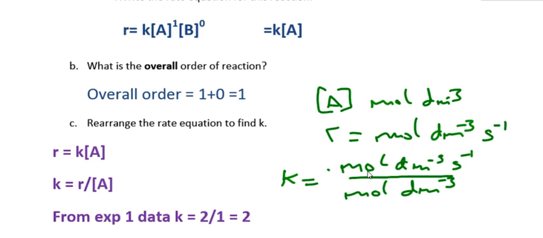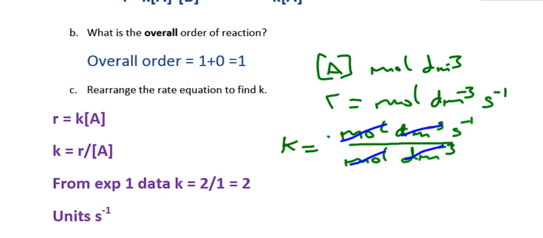So for my units for k, I've got to try and cancel out what I can. I've got moles both on top and underneath, so they cancel. And I've got decimetres cubed both on top and underneath, so they cancel out. It's like saying, what's 5 divided by 5? It's just 1, isn't it? So I can take those out, and I'm left, in this case, with my units of k as seconds to the minus 1, because the other units have cancelled out.